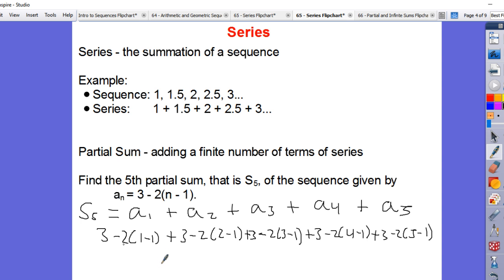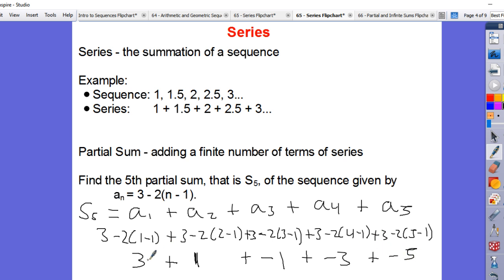So 1 minus 1 is 0. 0 times 2 is 0. 3 minus 0 is 3. 2 minus 1 is 1. 2 times 1 is 2. 3 minus 2 is 1. 3 minus 1 is 2. 2 times 2 is 4. 3 minus 4 is negative 1. 4 minus 1 is 3. 3 times 2 is 6. 3 minus 6 is negative 3. 5 minus 1 is 4. 4 times 2 is 8. 3 minus 8 is negative 5.